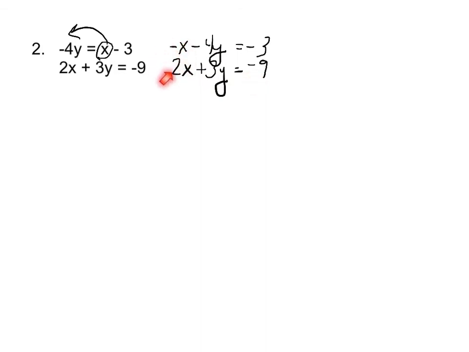Well, our first terms are x terms. This is a 2x, so this would have to be negative 2x. So how could you make the first term a negative 2x? You'd multiply the first equation by 2. So if we multiply the first equation by 2, we would get negative 2x minus 8y equals negative 6. Our second equation doesn't change.